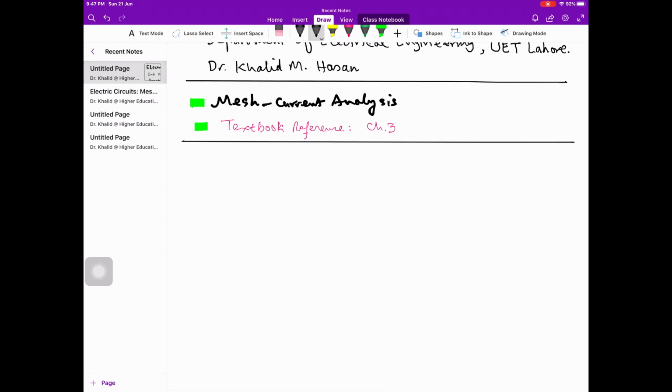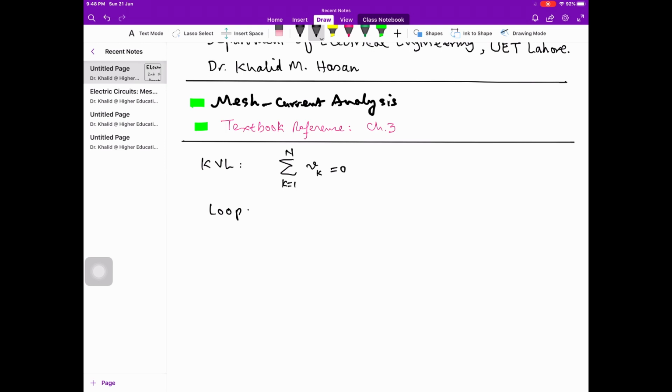In mesh current analysis, we use Kirchhoff's voltage law, which states that the sum of all the voltages in a loop of n elements is equal to 0. Now, the mesh current analysis method is also known as loop analysis or loop current analysis.